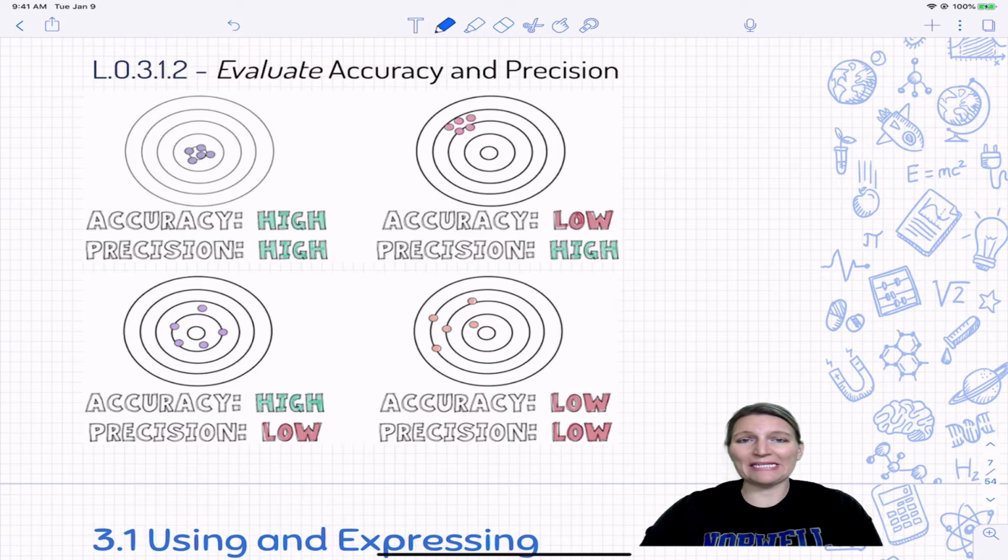Hi, so the second video of section 3.1 is about learning objective 3.1.2, which is to evaluate the accuracy and precision of a measurement. And those two words are often interchanged in everyday language, but in science they mean really different things. So we want to be very specific when we use the word accuracy and precision.